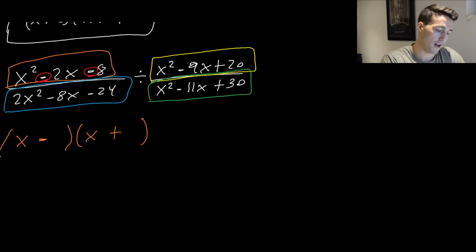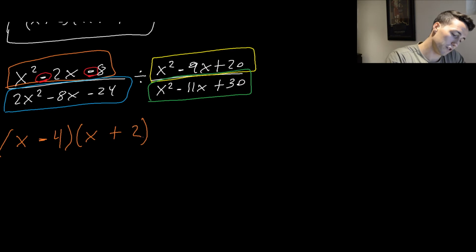So the factors of negative 8 would be negative 4 and 2, and that would be the one that would actually work because there's also 8 and 1 and all that kind of stuff. But negative 4 plus 2 is going to give us negative 2. So we can write x minus 4 and x plus 2. So that's the numerator factored.